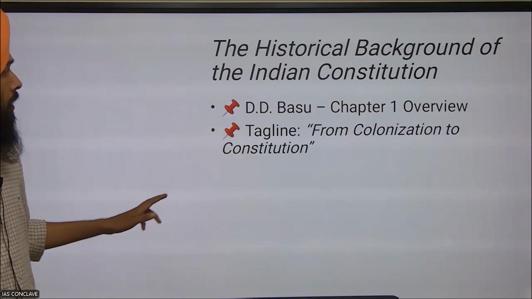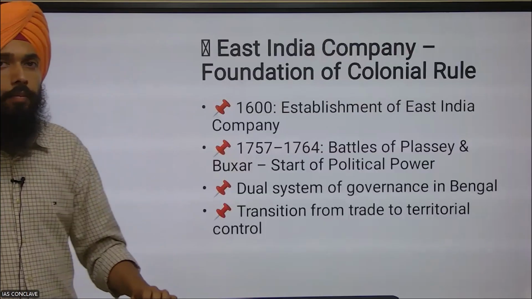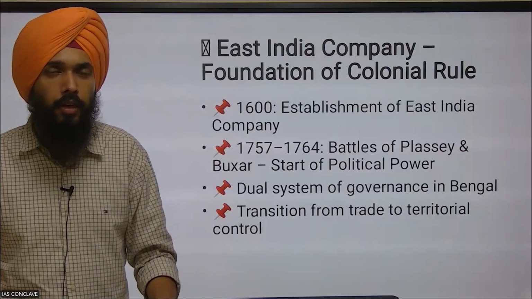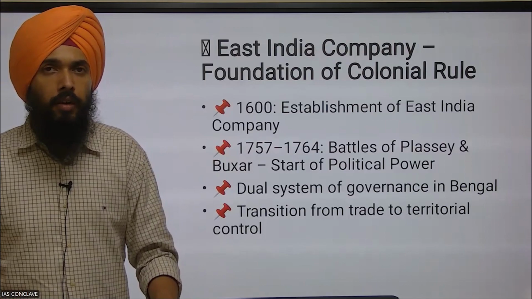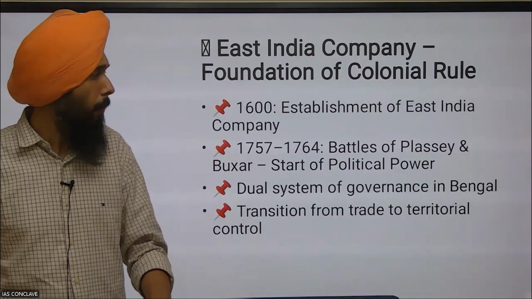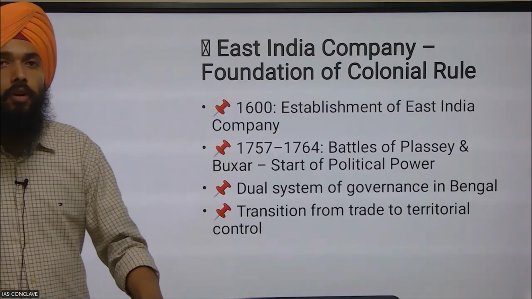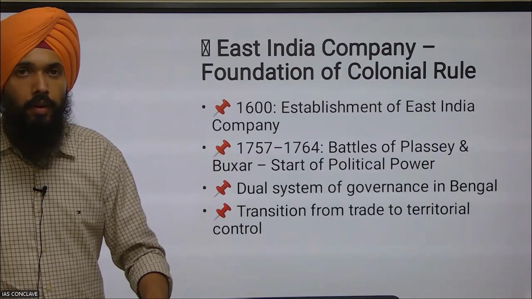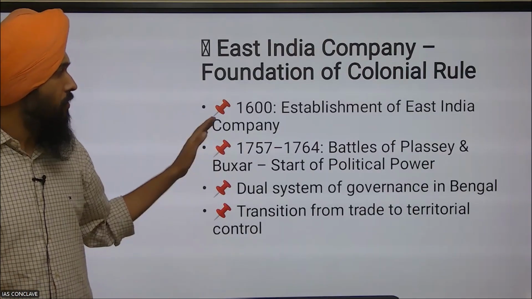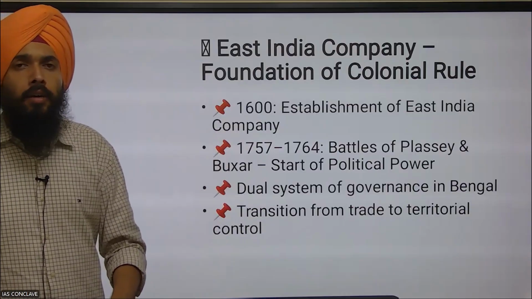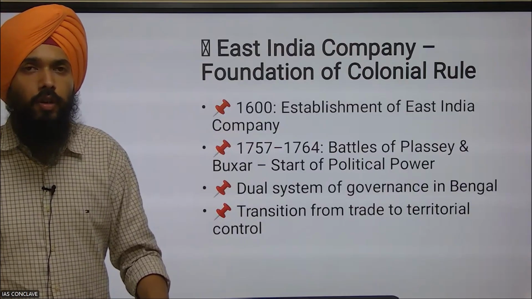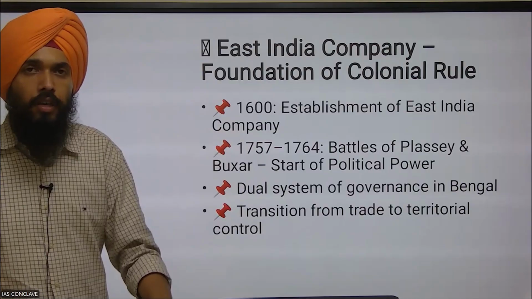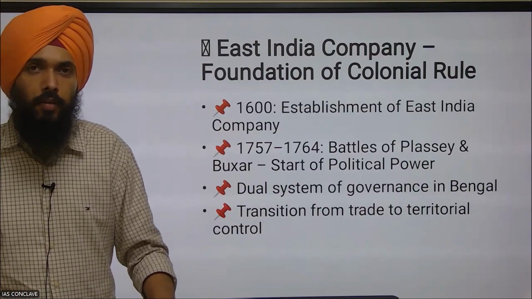starting from the East India Company. First, when India was colonized, there was rule of East India Company. Then from the company, the rule moved into the hands of the crown. The East India Company was a charter company which was formed in 1600s. Initially it was a trading company, but it established its rule through Bengal. We have seen this in the battles of Plassey, then Buxar.